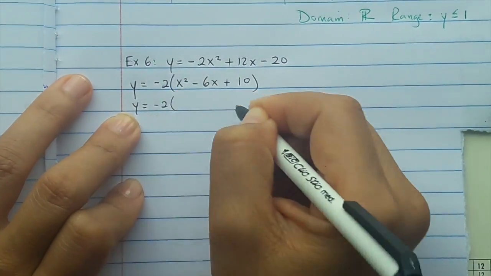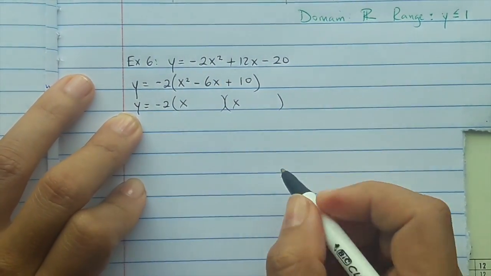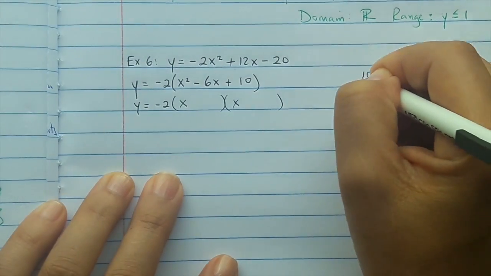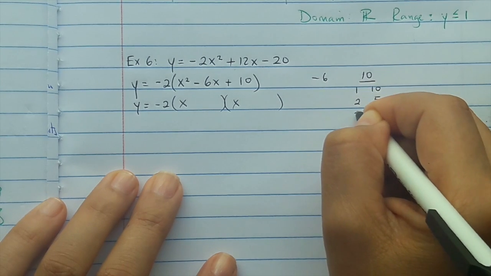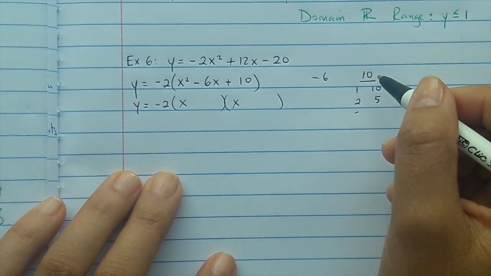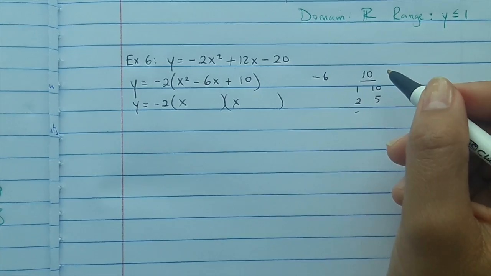And if I try to factor that, I need two numbers that multiply to 10 and add to negative 6. And those numbers don't exist. So I'm going to try a different way. Again, in math, there are 1,000 different ways of doing the same problem. I'm going to find the vertex.